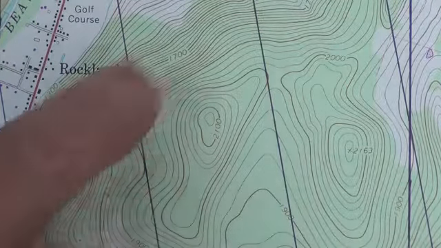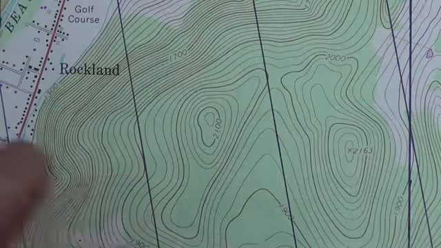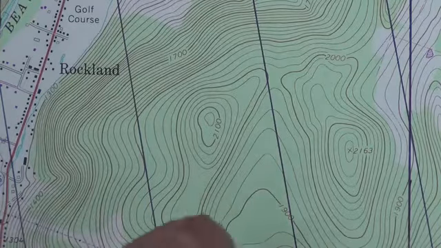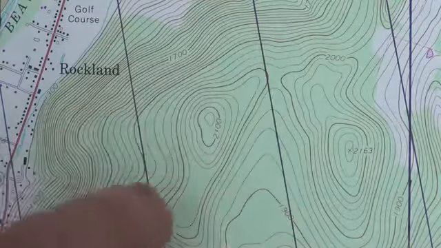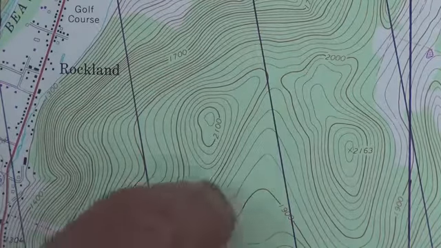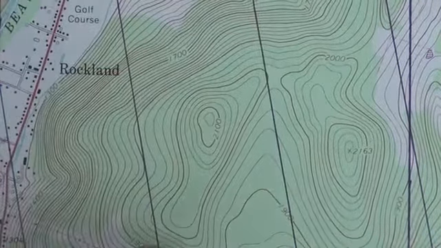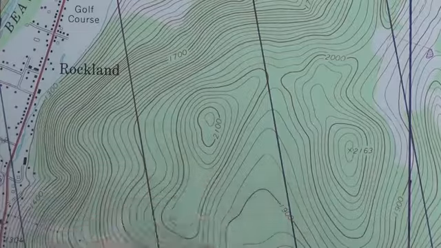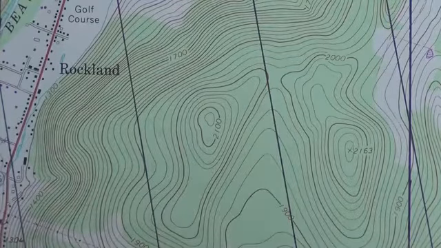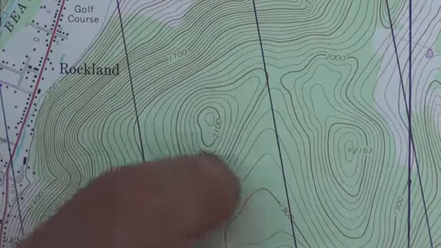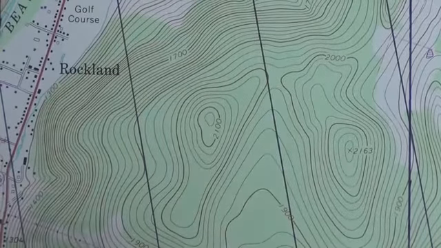All of these contour lines, you will note, have no beginning and they have no end. They're all a continuous loop. If you walked around this entire loop here, you would never go up and you would never go down. You would remain on the same elevation all the way around every one of these lines.